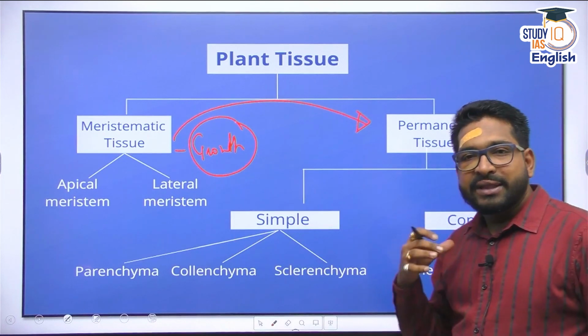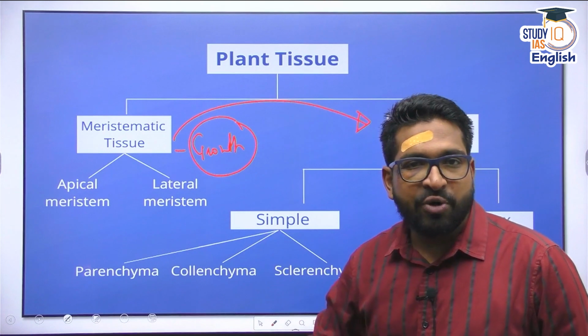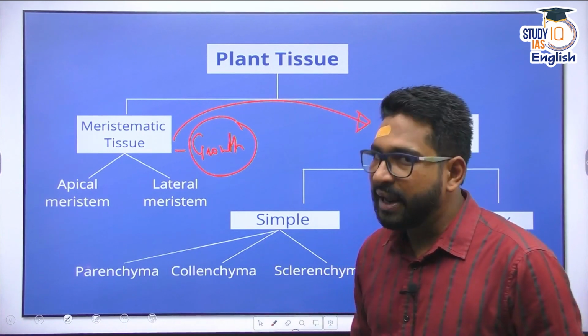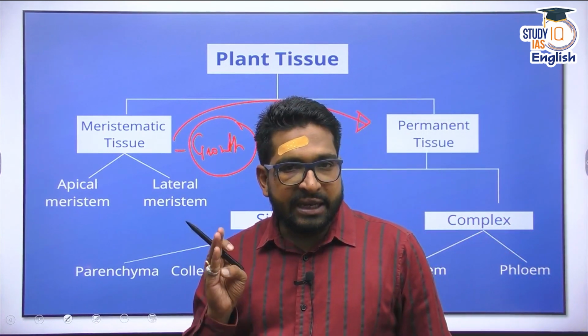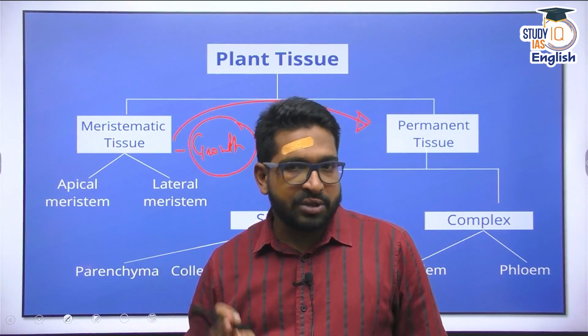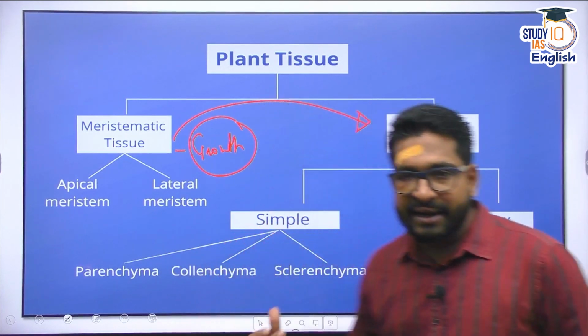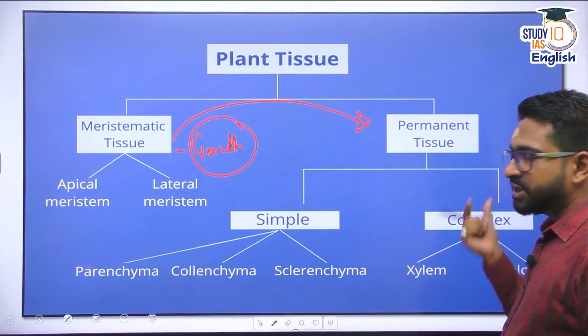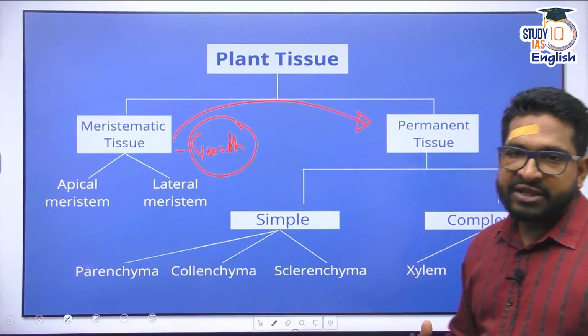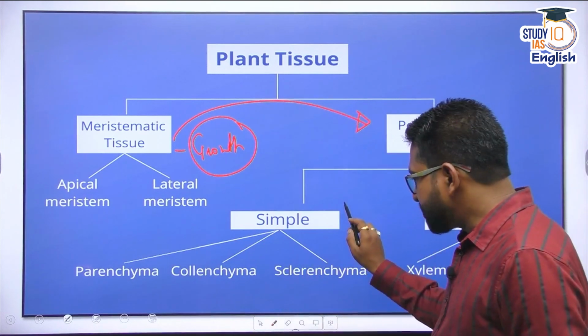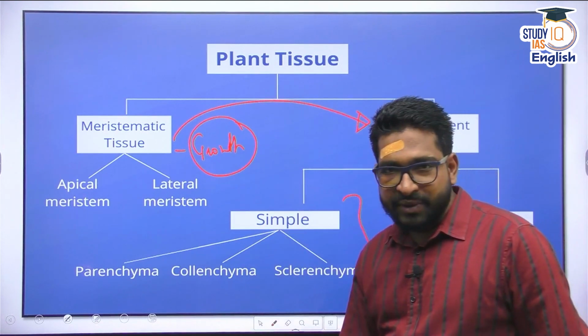Complex permanent tissue helps in transportation of material. We know plants are autotrophs. They need water, they need minerals, they need oxygen. So transporting of material happens through complex permanent tissues, whereas growth and other photosynthetic activity happens mostly through simple permanent tissue.